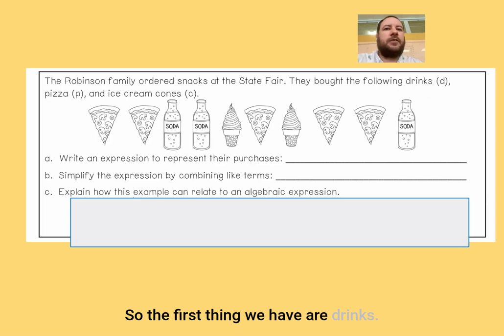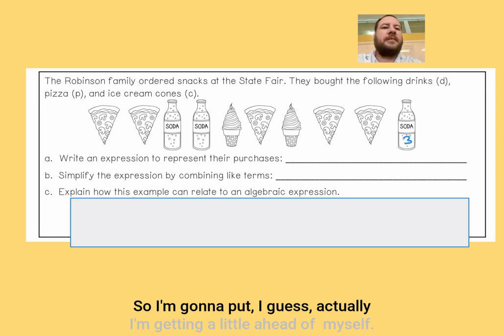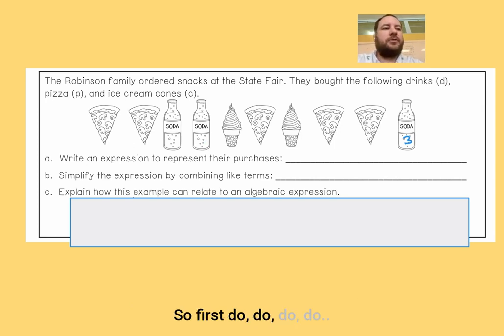So the first thing we have are drinks. Let's count how many drinks we have. I've got 1, 2, 3 drinks. So drinks are represented by the letter D. I'm getting a little ahead of myself. So first, let's just go in order.